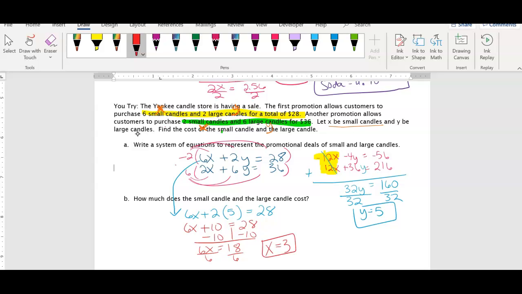So I could say my final answer is the small candle equals $3, and the large candle equals $5. And that concludes this lesson.